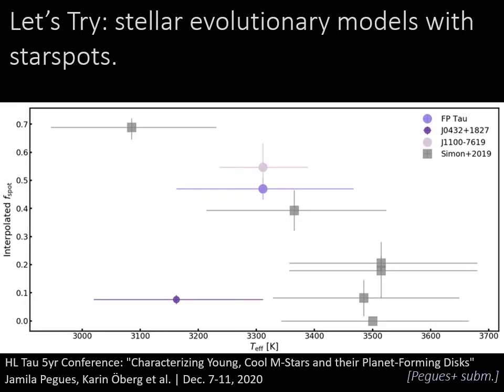And here are the results from that work. So along the x-axis, we have the assumed effective temperatures for these stars, while the y-axis gives the interpolated value of f-spot that best represents the dynamical mass measurements. And it's interpolated simply because the output tracks from the SPOTS code are discrete. Now you'll notice that first off, these stellar evolutionary models with star spots are capable of reproducing the dynamical mass measurements for these stars, and that's awesome. There might even be a trend between f-spot and effective temperature, although it's hard to say for sure given the wide constraints that we have on the effective temperatures for each of these stars.